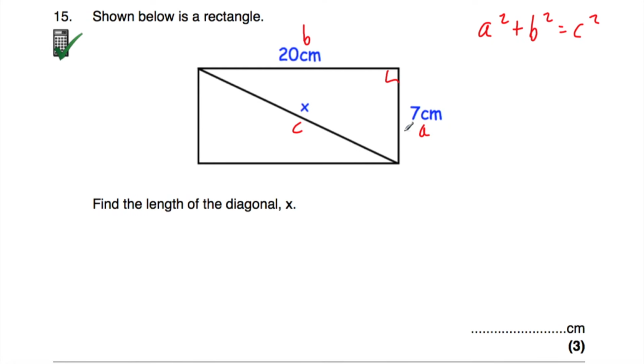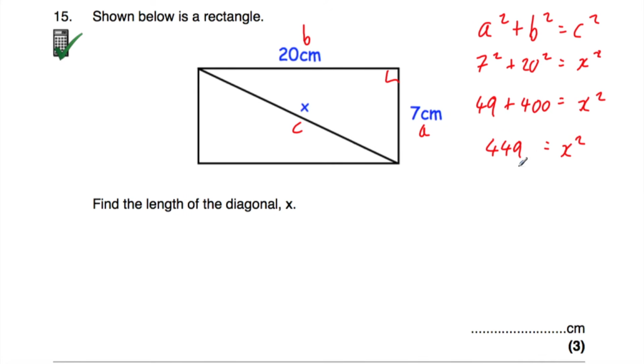So let's substitute in our values. So a squared, that's going to be 7 squared, plus b squared, that's going to be 20 squared, is equal to c squared, and that's going to be x squared. So now let's work this out. So we've got 7 squared, 7 times 7 is 49, plus 20 squared, that's going to be 400, is equal to x squared. 49 plus 400 is 449, and that's equal to x squared. This side obviously isn't 449 centimeters, so we now need to square root that.